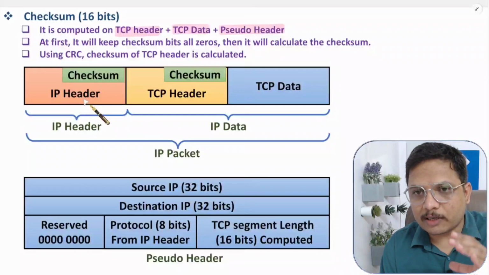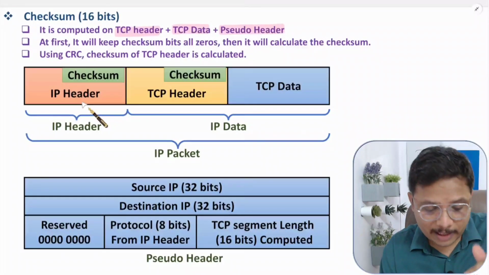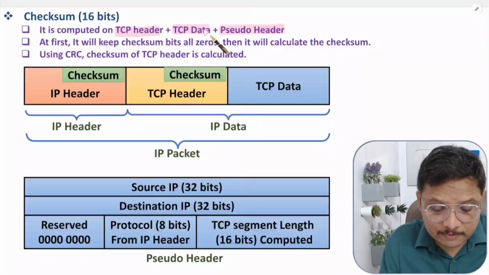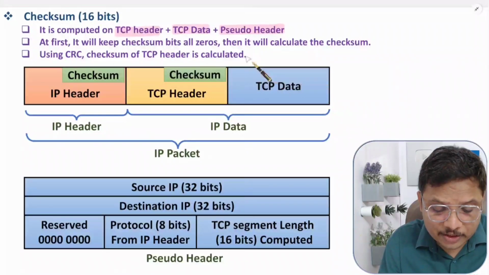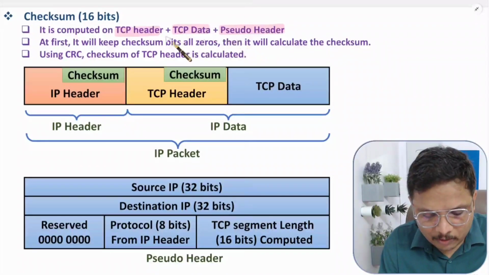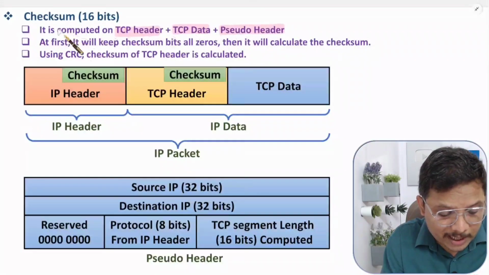First of all, you need to understand how it is calculated. Let me explain that first. After that, I'll explain the pseudo header. It will take these 3 fields first: the TCP header, then the TCP data, and then the pseudo header. Right now, just consider the pseudo header as given. By taking these 3 fields, it will compute the checksum.